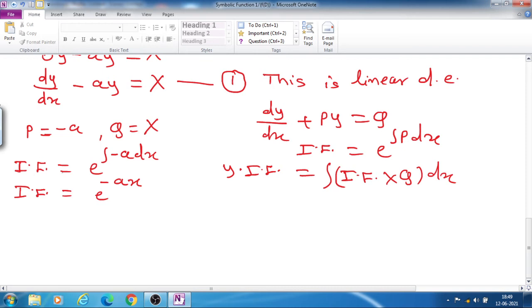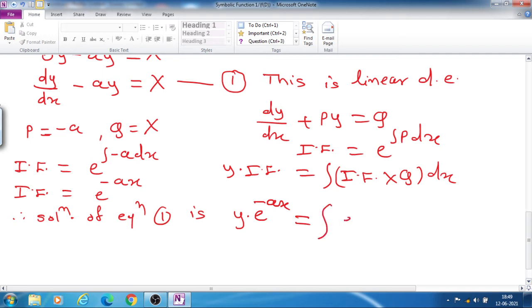Therefore our solution of equation 1 is y into integrating factor, and the integrating factor is e raised to minus ax. This is equal to the integration of integrating factor e raised to minus ax into Q, which is capital X, into dx. So this is our solution.